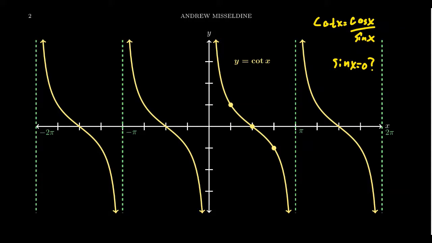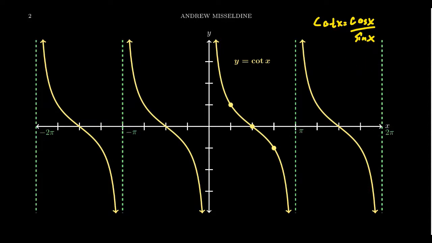When is sine equal to zero? Like we saw when we talked about the x-intercepts of tangent, sine is equal to zero at multiples of pi. So you have zero, pi, two pi, negative two pi. These are going to be where the vertical asymptotes of cotangent are. In fact, every x-intercept of tangent coincides with a vertical asymptote of cotangent because these functions are reciprocals of each other.